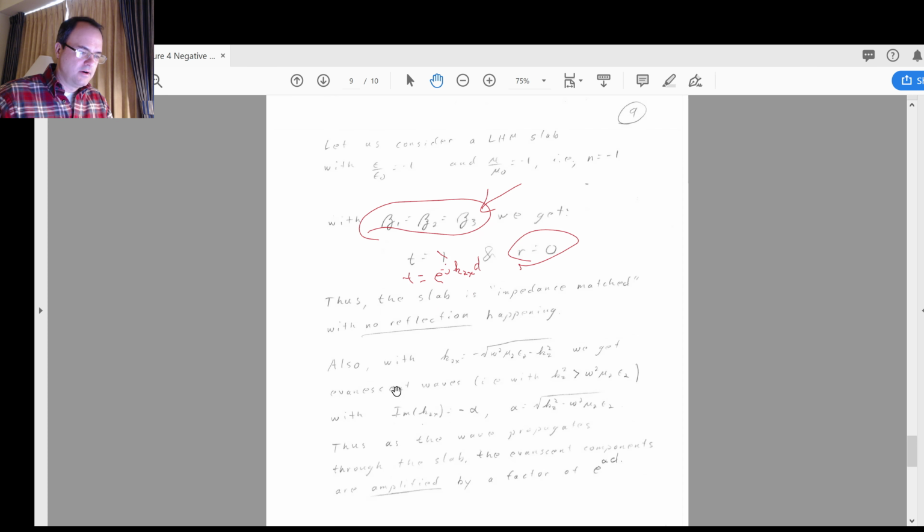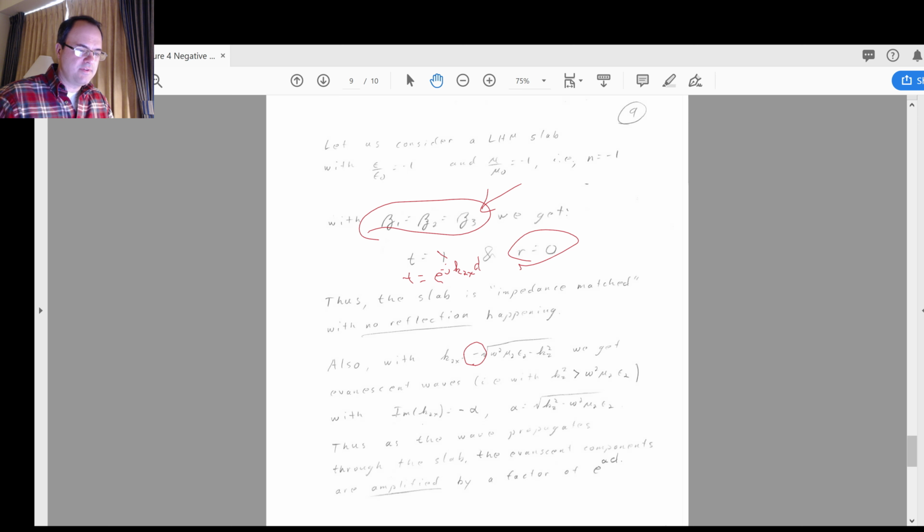So, that's all fine. We're going to be looking at a left-handed material or metamaterial, one in which the K2x is negative. So we get the K2x as being negative.